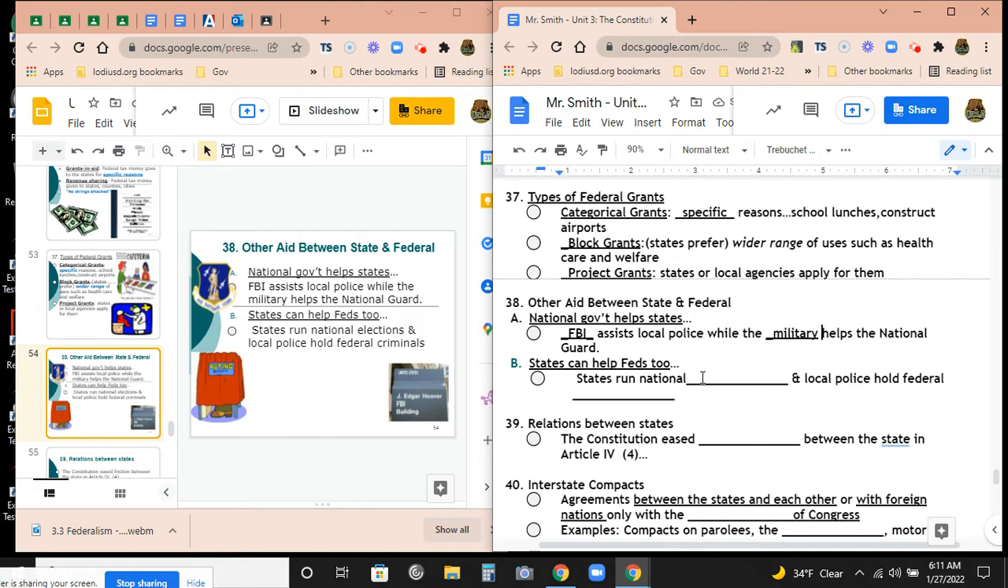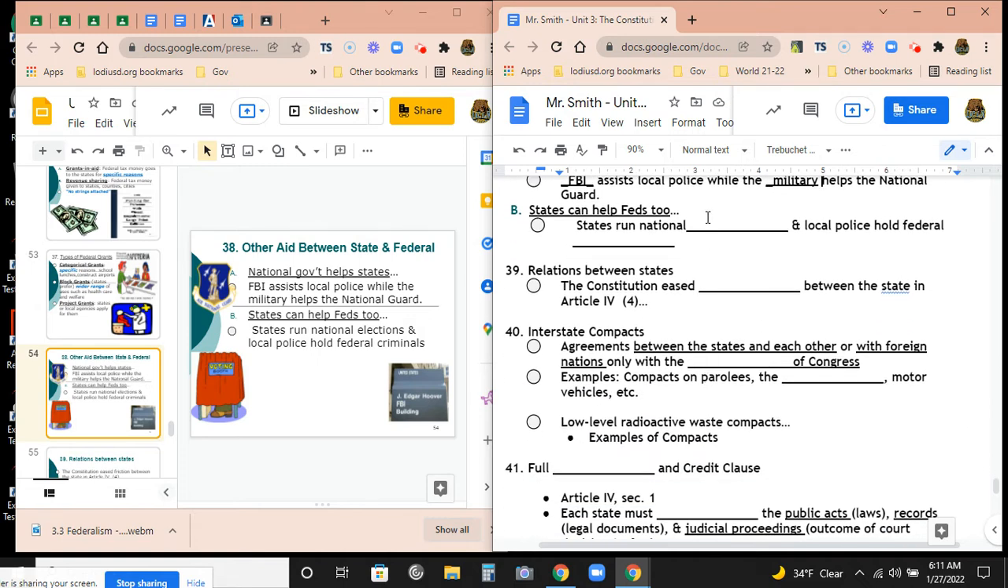States can help the federal government too. States run national elections, and the local police hold federal criminals as needed. It's good that there's cooperation on that.